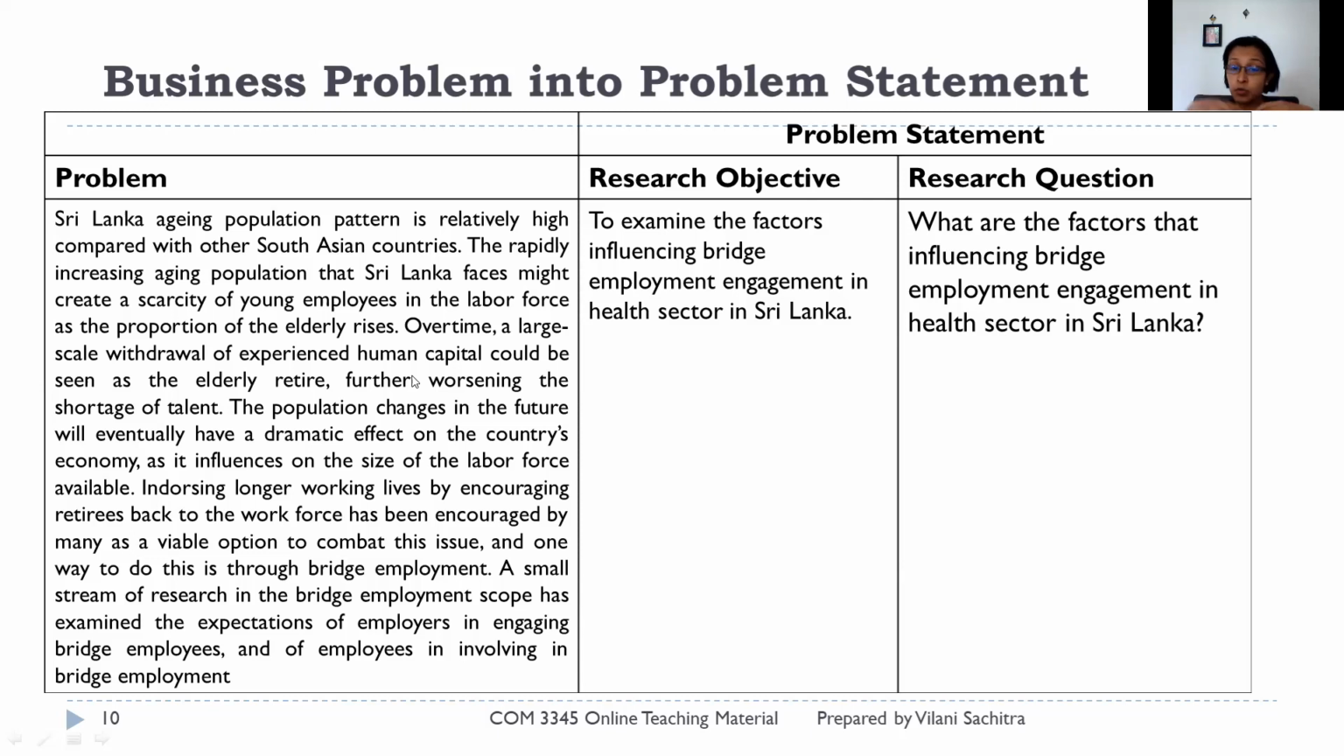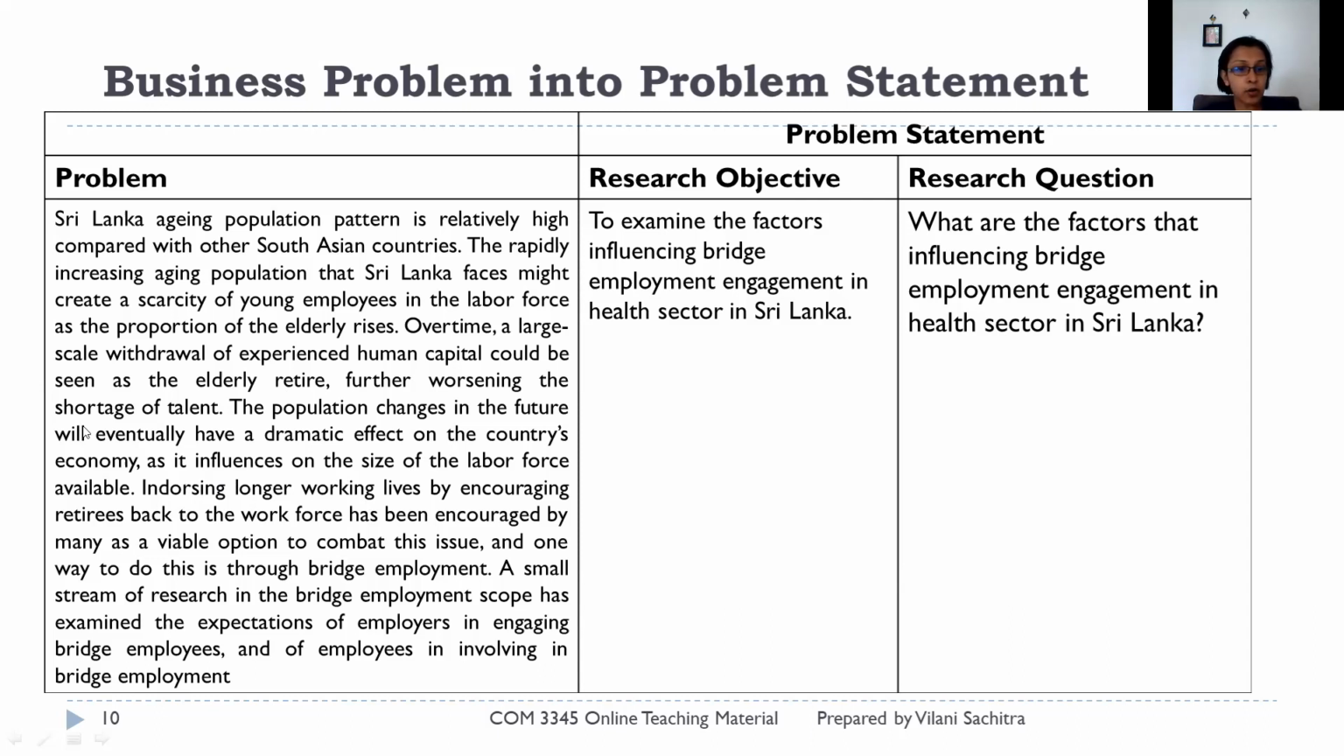Okay. So you try to understand here that we try to emphasize what the problem is first. Always try to emphasize what the problem is. Now, an aging population is not a problem if it does not have any consequences. So you have to explain the consequences of an aging population for the Sri Lankan economy in this kind of context, right? It says the population change in the future will eventually have a dramatic effect on the country's economy as it influences the size of the labor force available. So it directly affects labor force availability.